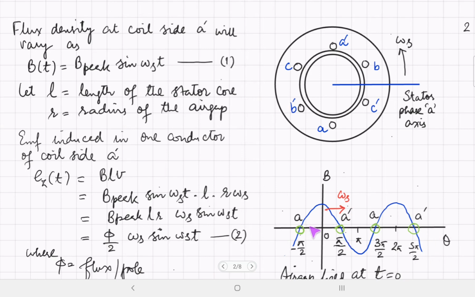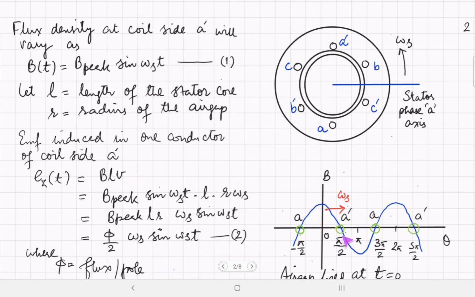And we have also shown the position of the coil sides of phase A winding in this figure. We have coil side A at minus pi by 2, coil side A prime at pi by 2, and then these will repeat and we can draw it as many times as possible. Therefore, as the magnetic flux density wave moves towards right, what happens?